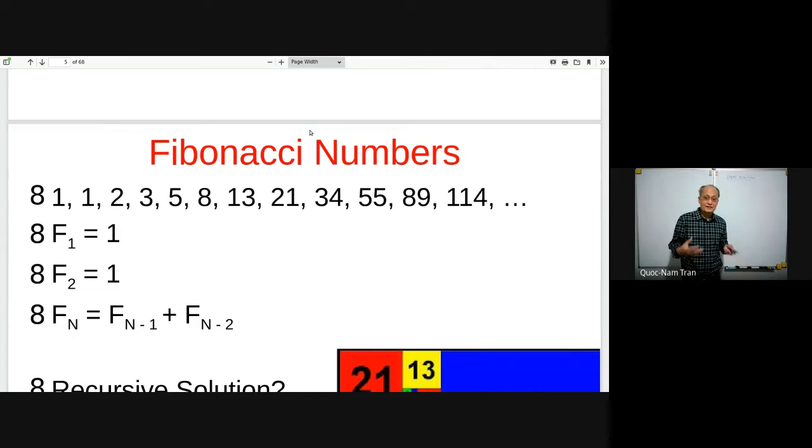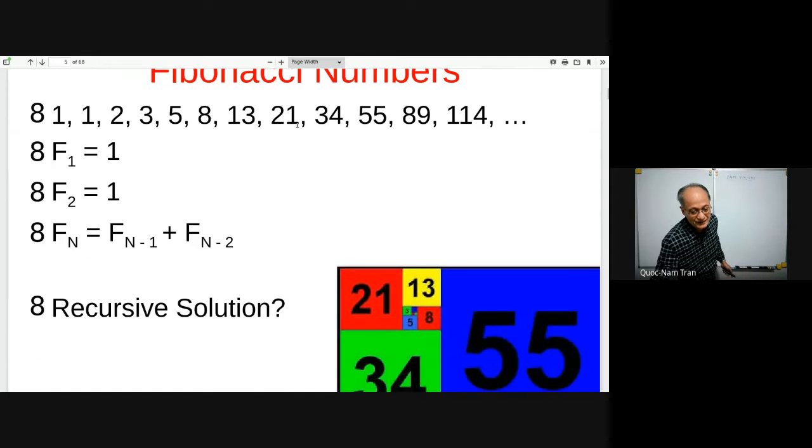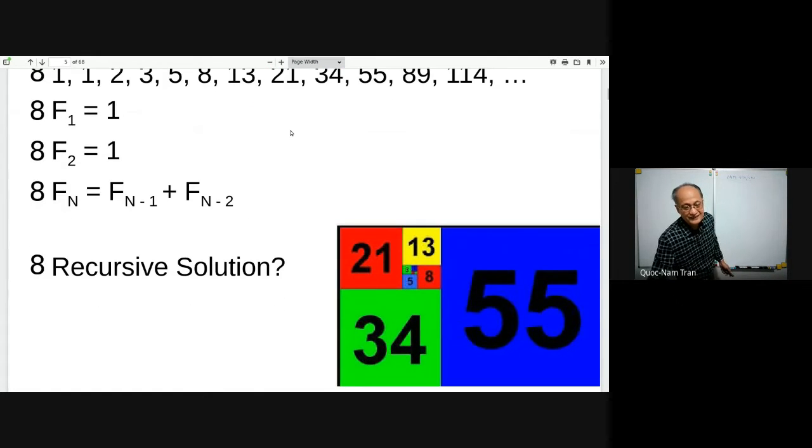The Fibonacci number of n is the Fibonacci number of n minus 1 plus the Fibonacci number of n minus 2, right? Now, if we write a recursive algorithm, it's very simple. Just fib of n. If n is equal to 1, return 1; if n is equal to 2, return 1. Otherwise, return fib of n minus 1 plus fib of n minus 2. Easy, right?